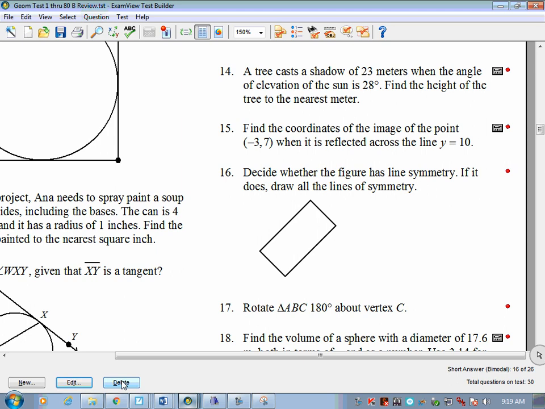Yes. Okay, number 16. Decide whether this figure has line symmetry. If it does, draw all the lines of symmetry. Okay, does it have line symmetry? Can I fold that over and it map onto itself? Okay. Can I get anybody to come up here and actually draw one of the lines of symmetry? Mariah wants this. Okay, go ahead. Come up here and draw me a line of symmetry on our shape there.